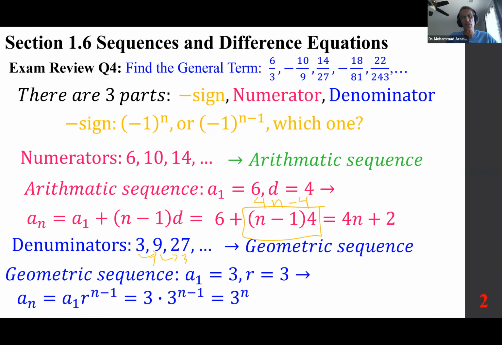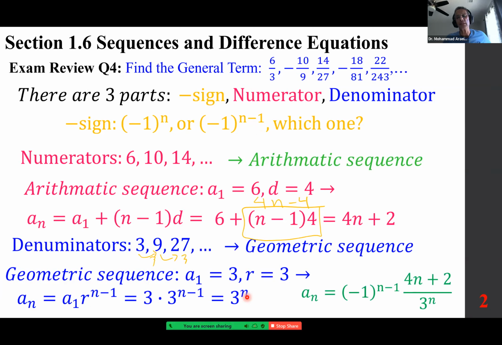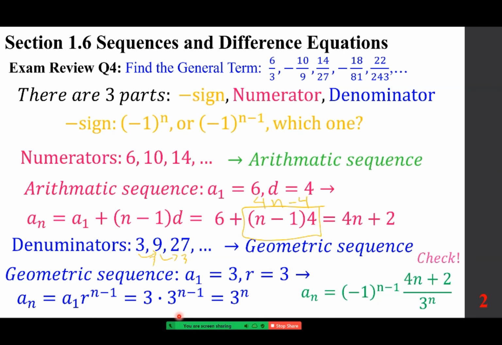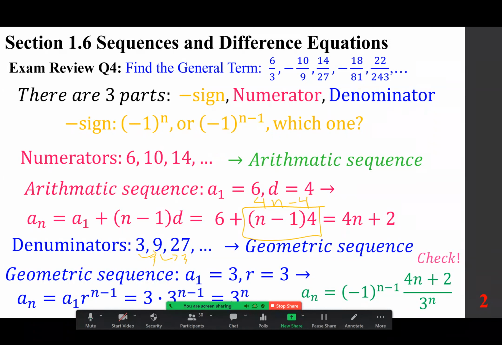We're going to put everything together. That means we're going to use this one. This is the numerator. This is the denominator. More importantly, you should always check. All you have to do, replace the n with 1. Do we get the first term? And you will. Continue. Plug in n equals 2. Do we get the second term? So you must check your work. That is extremely important. Check your work, always.